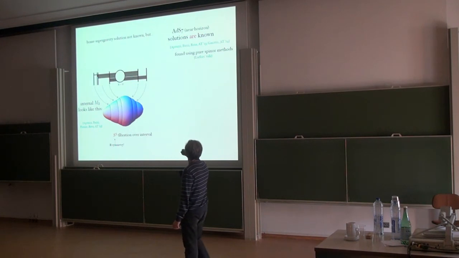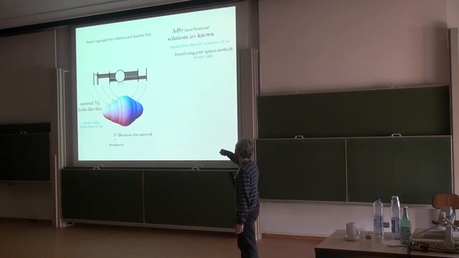So what is this? This is supposed to be the internal space. And this is in type 2A, because after all, the branes we had were also in type 2A, the D6s, the D8s. And now, this represents an S2 fibration over an interval, so this direction here should be thought of as an S2. And the S2 starts very small and then expands, and then shrinks again. So the whole thing is topologically a three-sphere.